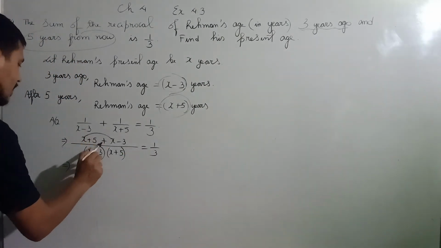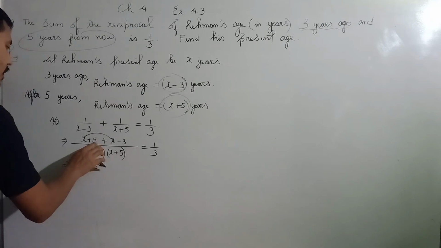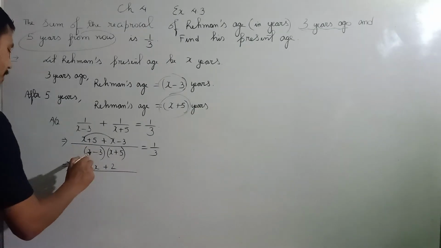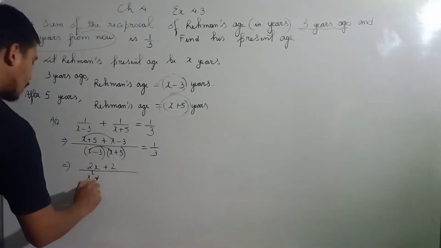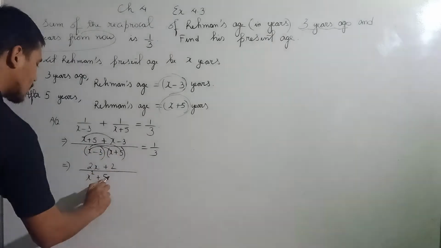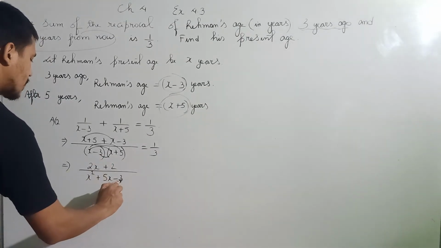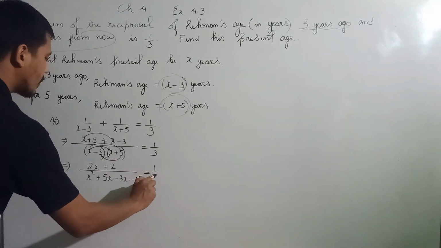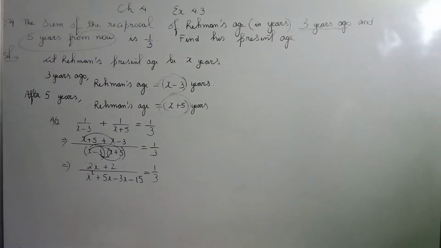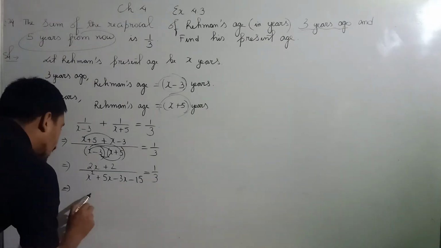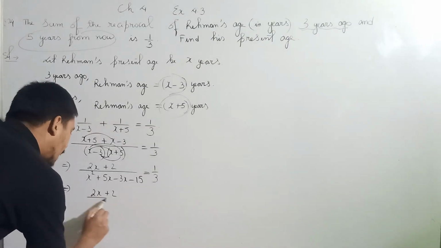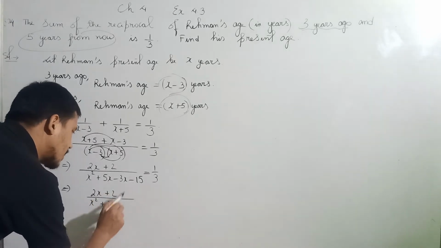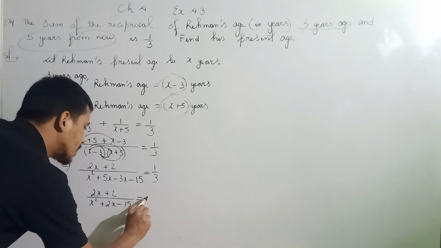Now here x plus x will give you 2x. 5 minus 3 will give you 2. Let us multiply. x into x is x square, plus x into 5, 5x. Minus 3 into x, minus 3x. Minus 3 5 times is 15, which is equal to 1 upon 3. Now this implies 2x plus 2 upon x square plus 5x minus 3x is 2x. And then we have minus 15 is equal to 1 by 3.